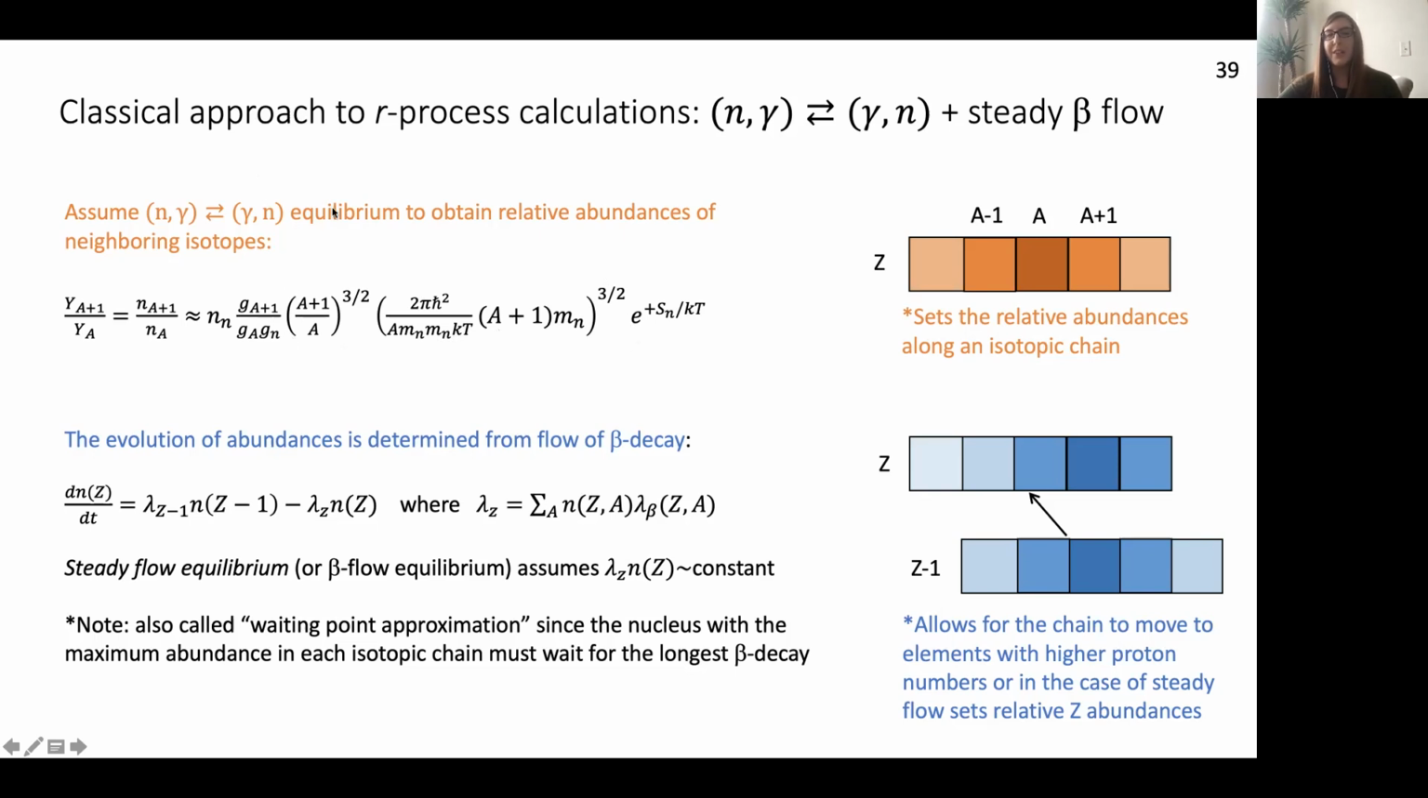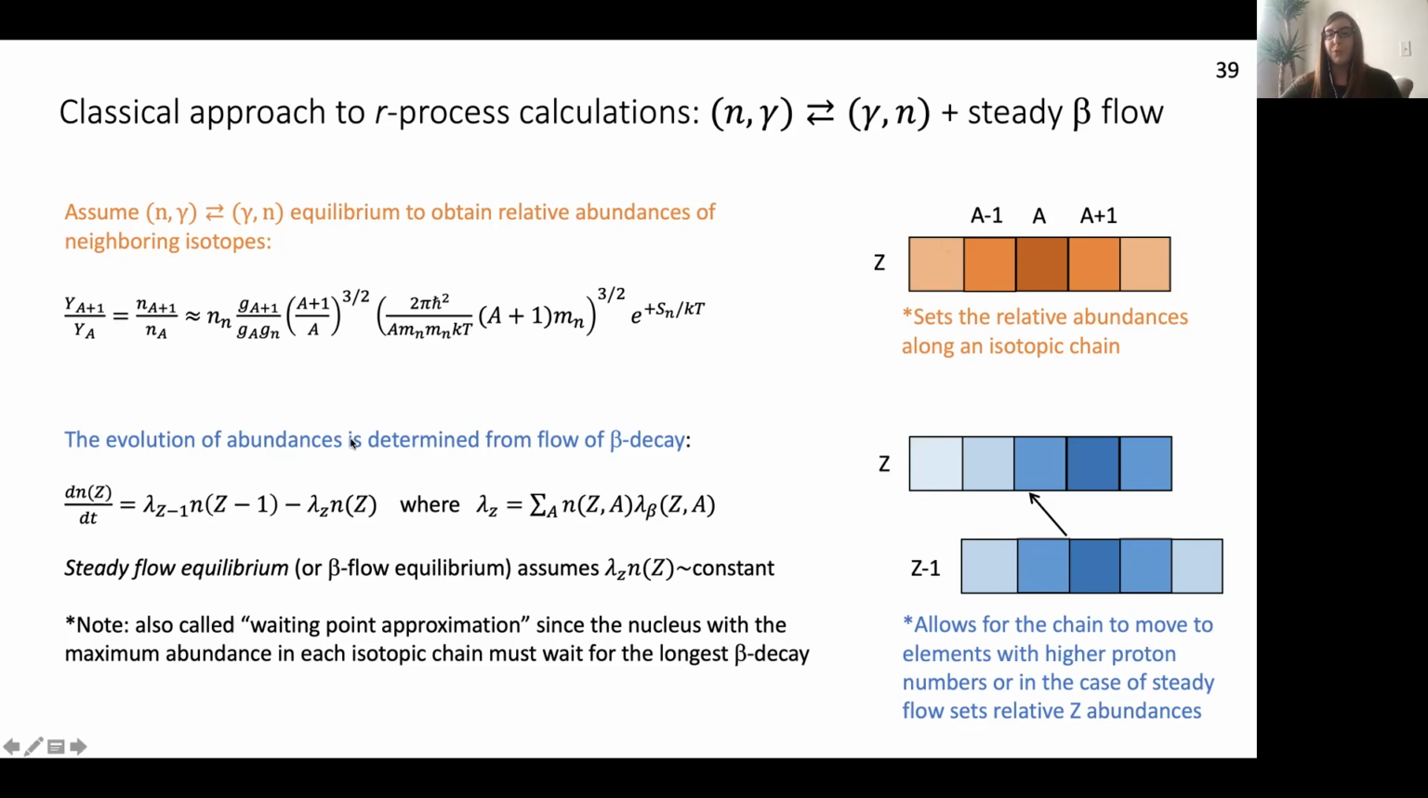So essentially, this equilibrium assumption is going to set the relative abundances along an isotopic chain. So it tells you for a given Z, what is your abundance at mass number A compared to A+1, compared to A-1, etc. So that's what determines a chain's abundances.